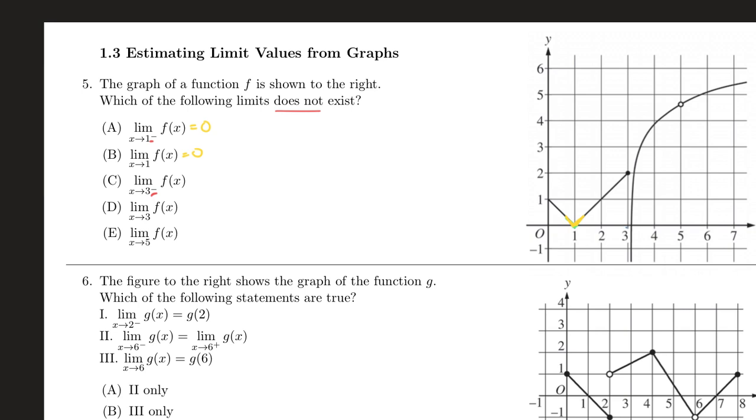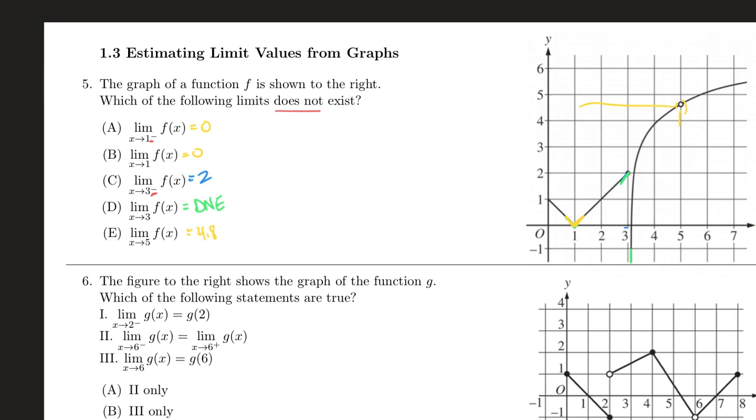3 from the left, I only care about the left-hand side of 3, which is right there. That's going to be 2. The full limit at 3, on one side of 3 we have this, the other side of 3 we have this asymptote, so this one should not exist. And 5, again 5, all the values around 5 are here at about, let's call it like 4.8.